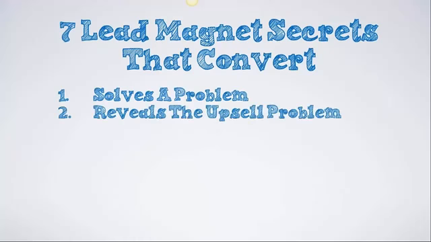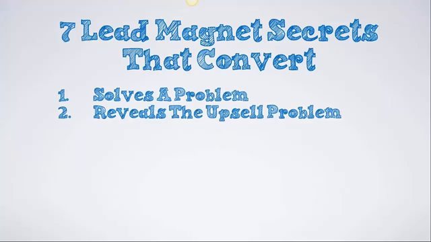Number 2 is it needs to reveal the upsell problem. So these go hand in hand. It's not just a problem, but the promise of the lead magnet will help solve a problem for them, and the lead magnet itself reveals the opportunity to upsell them. Does that make sense? Everybody get that? Any aha moments going on right now?